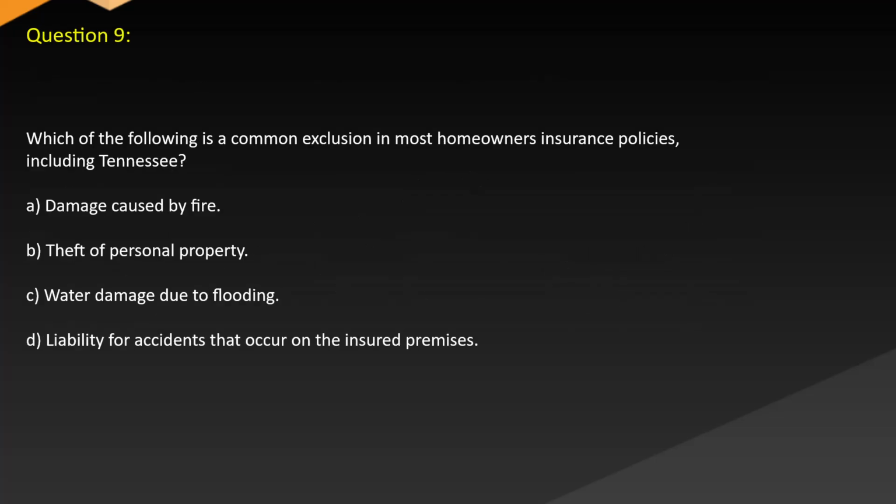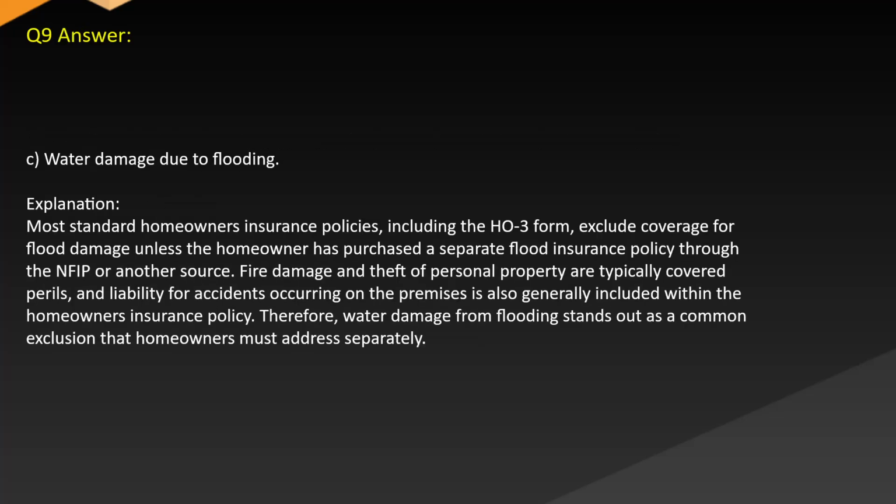Question 9. Which of the following is a common exclusion in most homeowners insurance policies, including Tennessee? A. Damage caused by fire. B. Theft of personal property. C. Water damage due to flooding. D. Liability for accidents that occur on the insured premises. Answer: C. Water damage due to flooding.